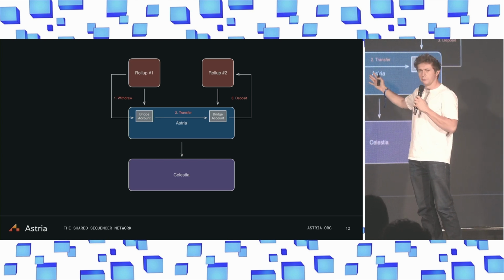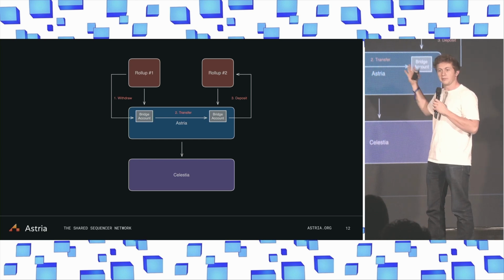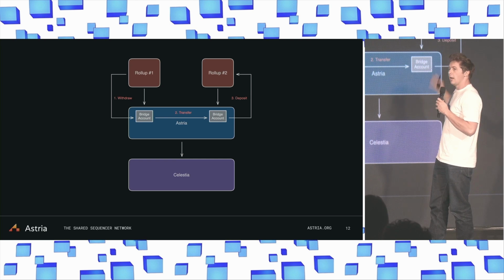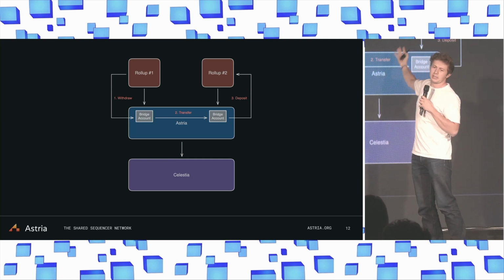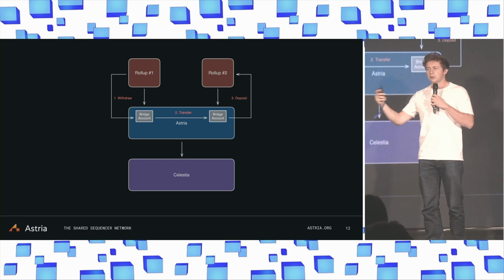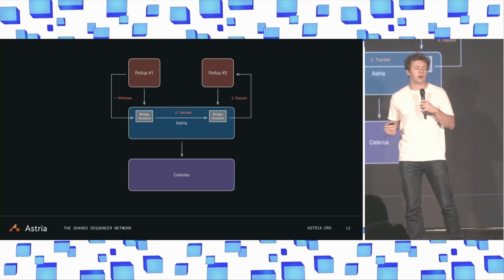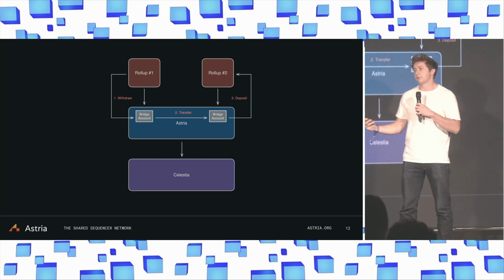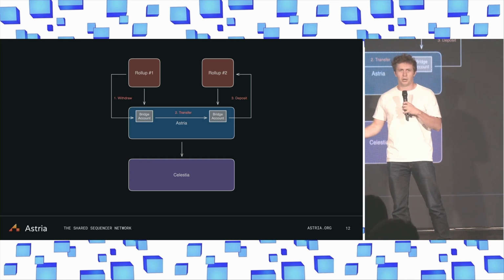It will result in funds appearing on the shared sequencer, like their base layer, right? They can then transfer those funds to a different bridge account, and those funds will immediately be derived into the other rollup, right? And so this is the set of things that we are providing with Astria that we think makes it a great platform to build rollups on top of.